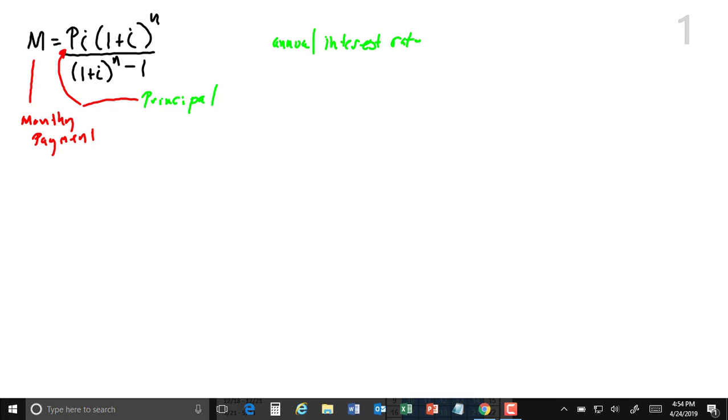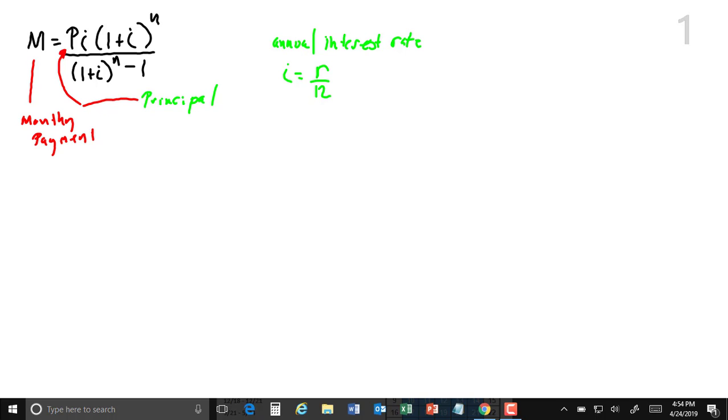And I is going to be equal to, since we're compounding every month, every 1 month of the year, R divided by 12. So if you have like 5%, you'll have that 5% divided by 12 to give you what you should have for I.